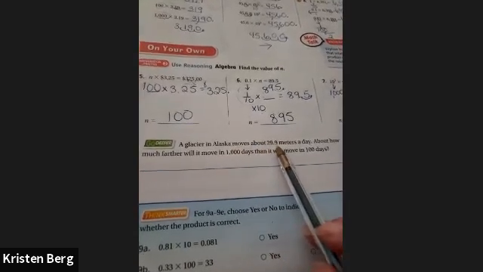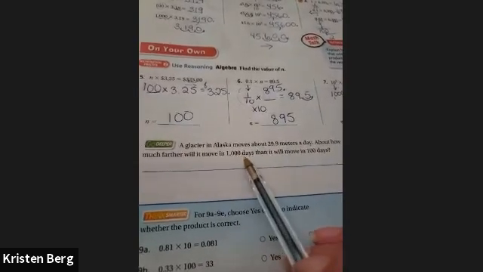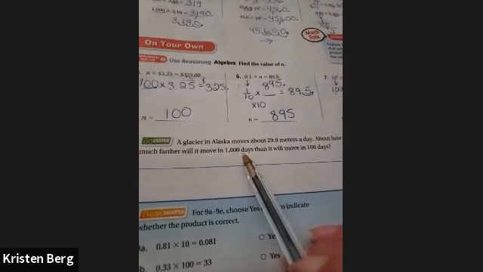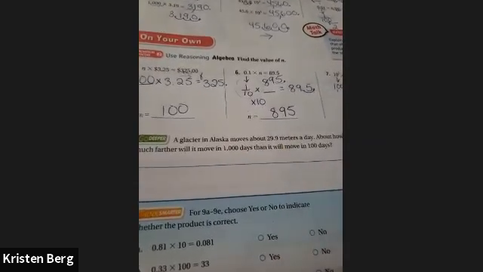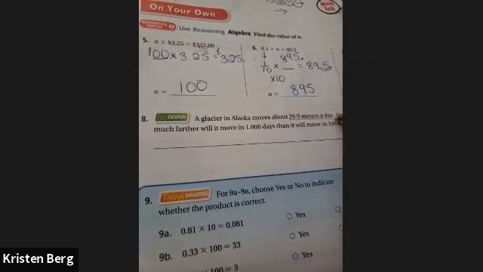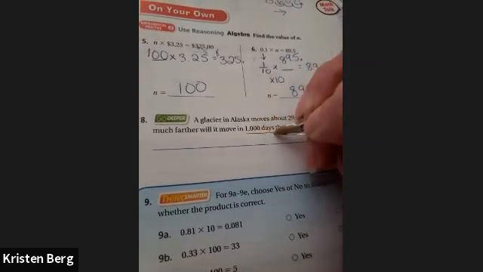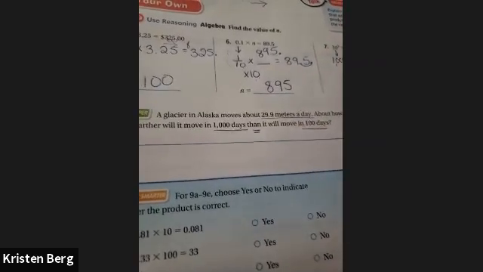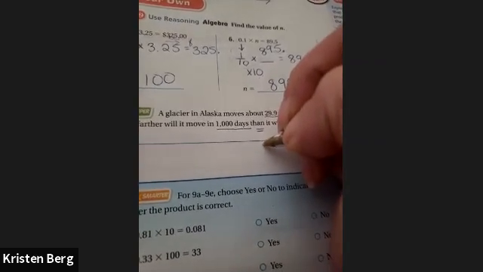All right, now here it says a glacier in Alaska moves about 29 and 9/10 meters a day. About how much farther would it move in 1,000 days than it would move in 100 days? All right, so they're saying this is what happens per day, but then they want to know how much it will move in 1,000 days versus 100 days. So let's first take this number and we're going to compare them.